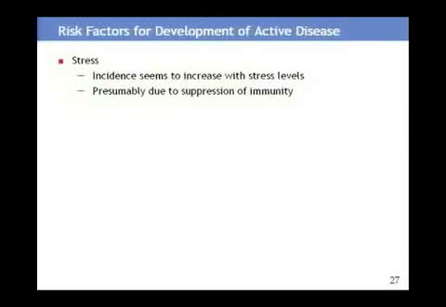Another risk factor for developing active disease is stress. And it seems that incidence increases with increasing stress levels. We've seen this quite a bit in immigrants who come into the United States who have already been infected with tuberculosis from their country before coming in. And when they arrived here within the first few years of arriving in the U.S., the stress of coming to a new country, trying to find a job, a place to live, and to survive has reactivated their latent infection, and they have developed tuberculosis.